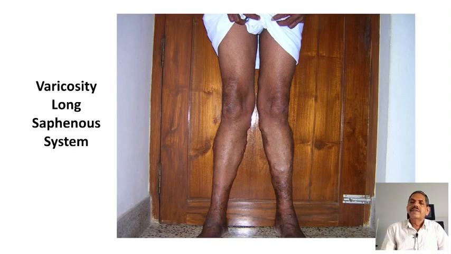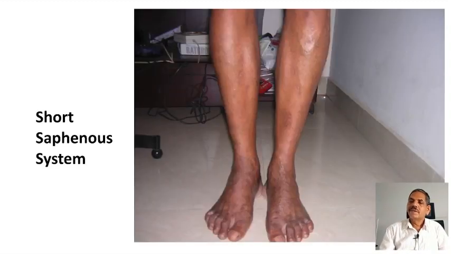Varicosity: you can see the whole lower limb, and on the medial aspect you are getting a dilated tortuous vein, and therefore this is the varicosity of the long saphenous system. The short saphenous system you have to see from the back, and usually there is more varicosity in the feet, as shown in the slide.